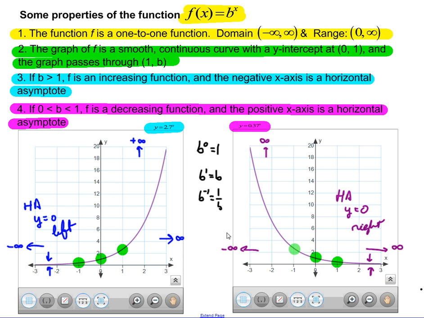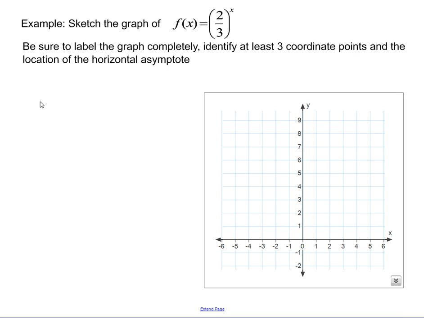So if we're looking at these two functions, these are some of the items that we should be looking for. All right, well, let's put this in context with an actual function. So let's say we're asked to sketch the graph of f of x equals (2/3)^x. Be sure to label the graph completely and identify at least 3 coordinate points and the location of a horizontal asymptote. So let's take a look.